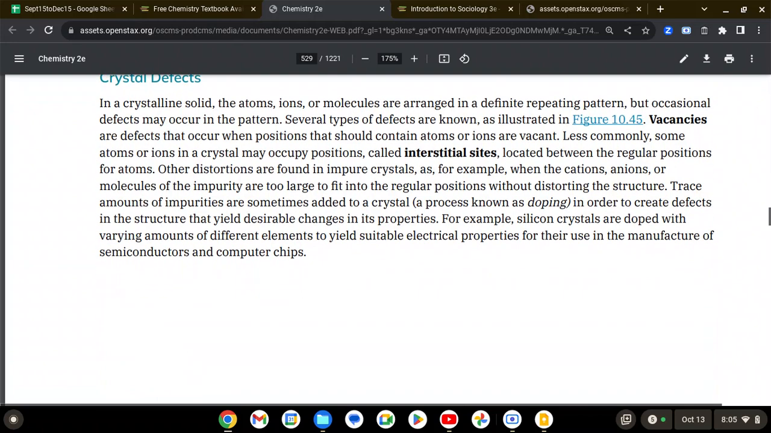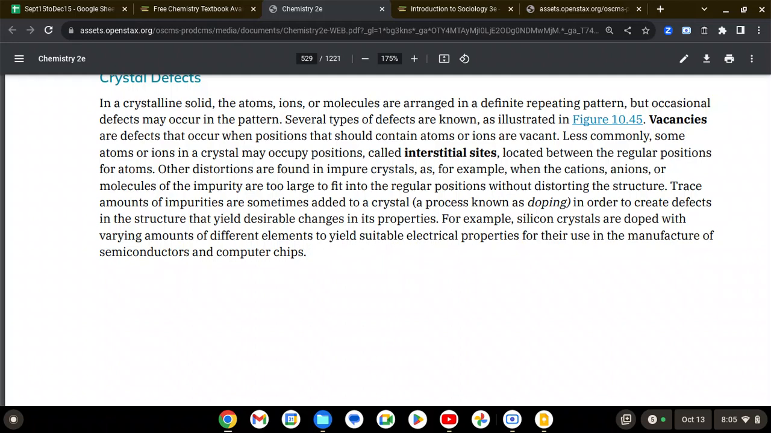Crystal defects. In a crystalline solid, the atoms, ions, or molecules are arranged in a definite repeating pattern, but occasional defects may occur in the pattern. Several types of defects are known, as illustrated in Figure 10.45. Vacancies are defects that occur when positions that should contain atoms or ions are vacant.